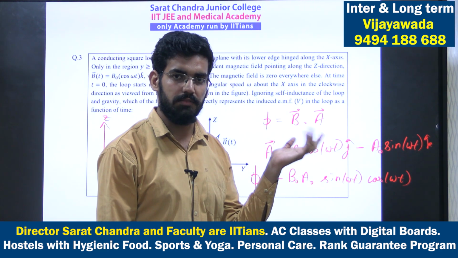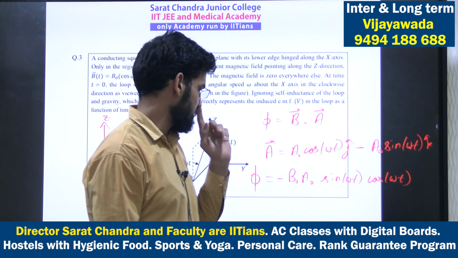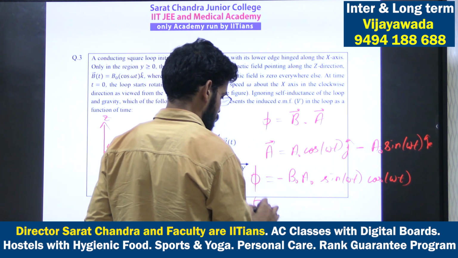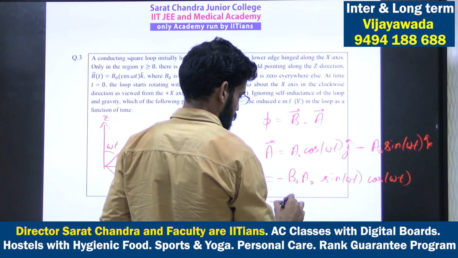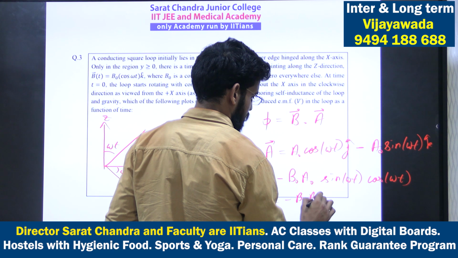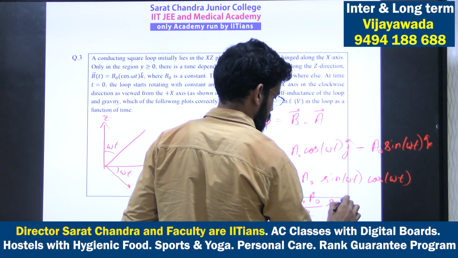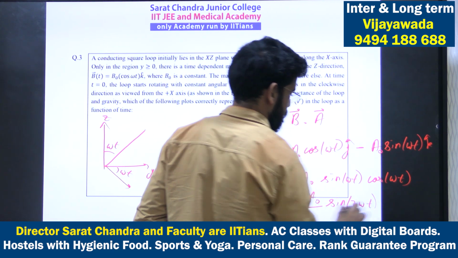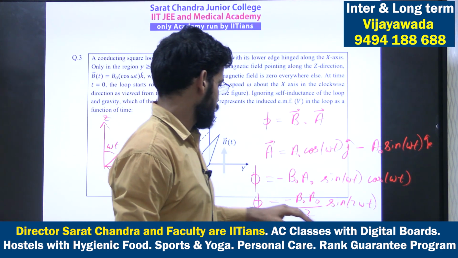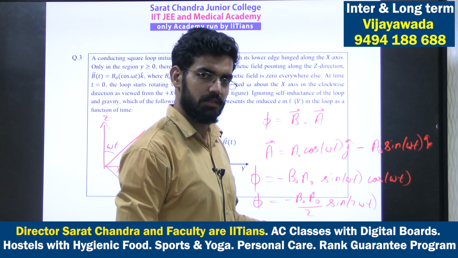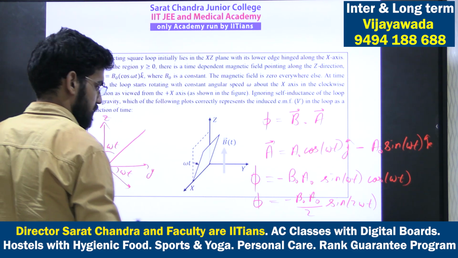Okay, that's it. Here, instead of differentiating it like this, since EMF is minus d phi by dt, we will write phi as divided by 2 multiplied by 2 sin theta cos theta. So minus B naught A naught by 2 sin 2 omega t. Correct? From here differentiate this, cos will come.